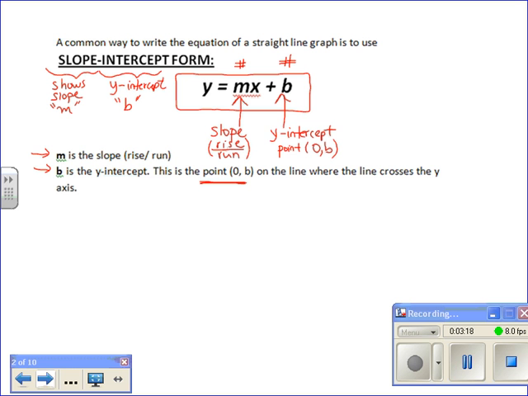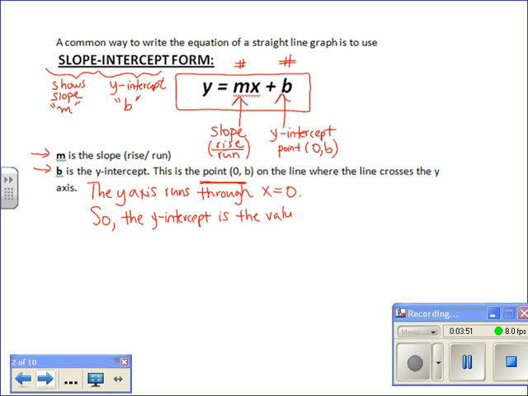Another way to think of that is the y-axis runs through x equals 0. Everywhere along the y-axis, x is equal to 0. So the y-intercept is the value for y when x equals 0. In other words, what is f of 0? If I put in a 0 for x, then my mx will cancel and I'll just be left with y equals some number. And that number, b, is my y-intercept.